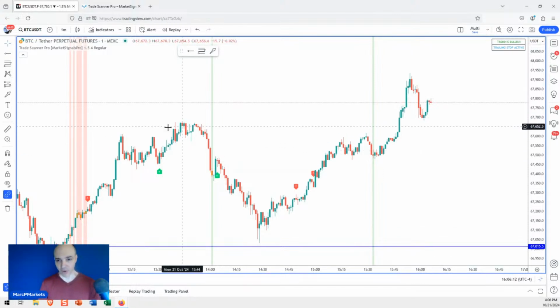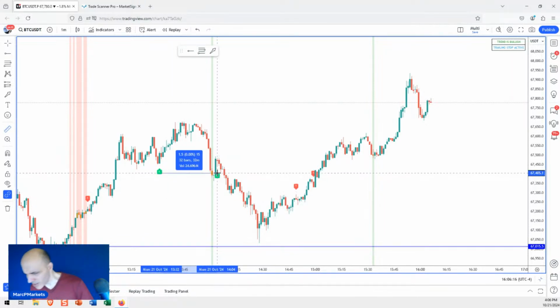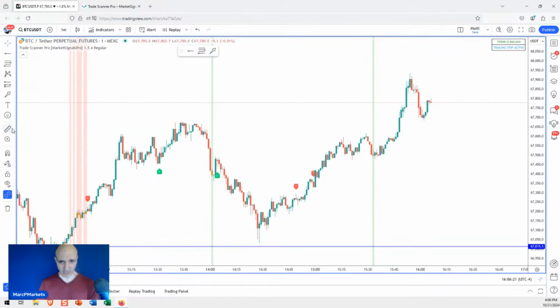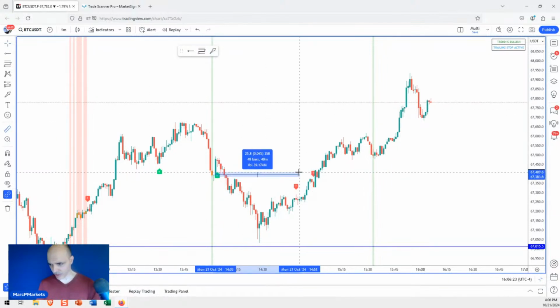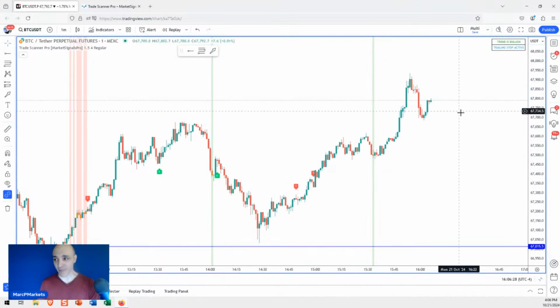But how far are these signals apart from each other? Look, from this one to this one, 32 minutes. Each candle is 1 minute. How about this one to this one? 46 minutes. I'm not going to wait here 45 minutes for a signal. Okay. So what do I have to do?